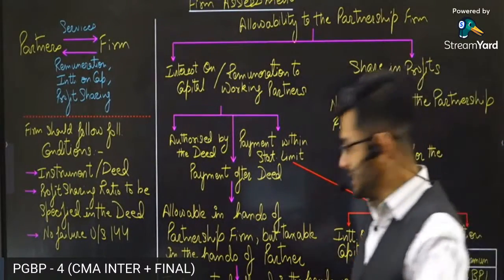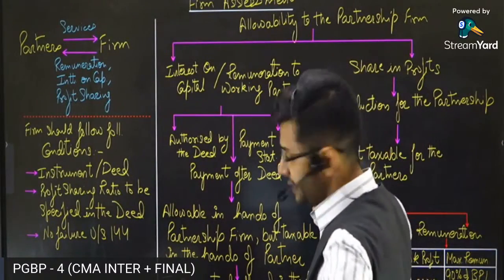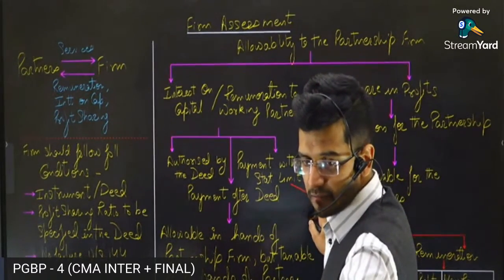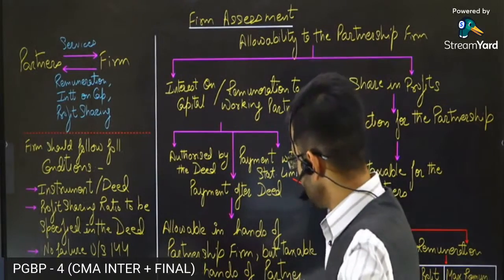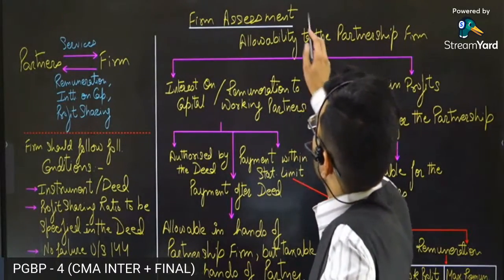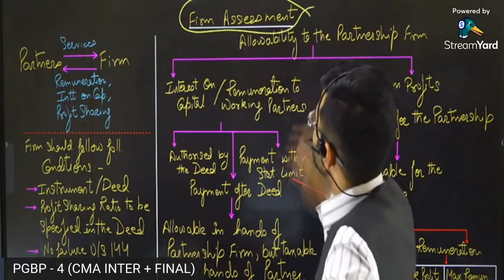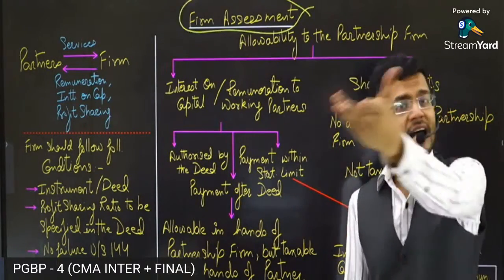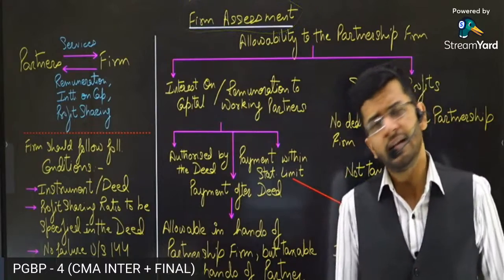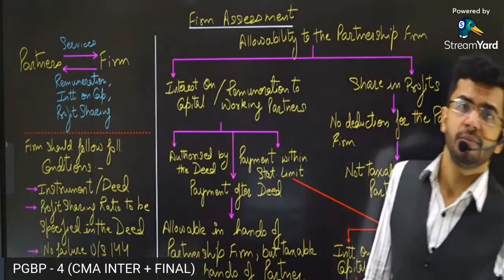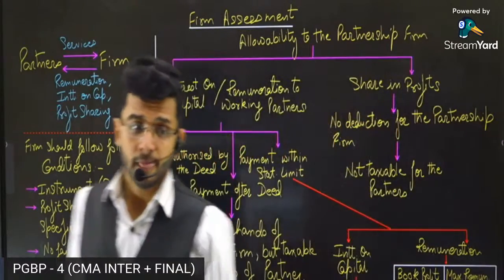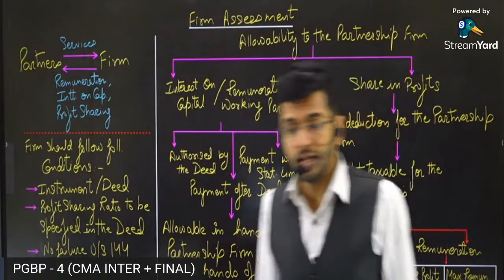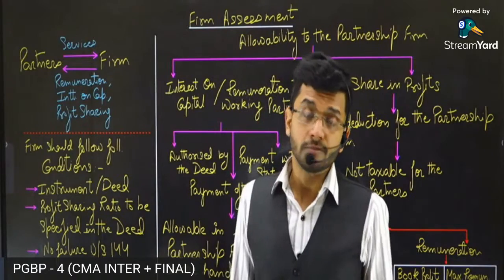Partnership firm assessment. How would assessment be done for a partnership firm? Sir, why are we specifically dealing with firm assessment in a separate manner? Why can't we assess a firm in a similar manner as we do for any other business under the head PGBP? Why is partnership firm given a specific stand over here? Why is partnership firm being discussed separately? That is the question which comes to our mind.